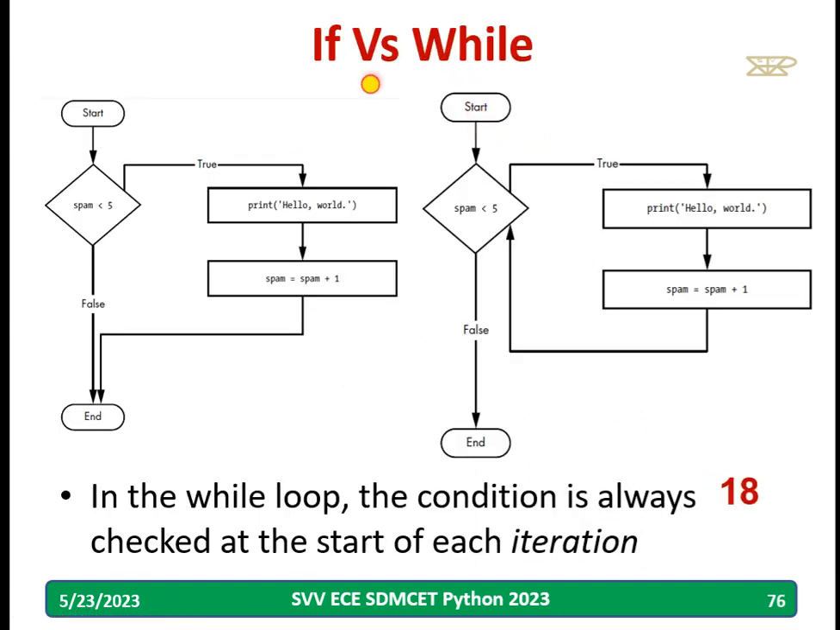If versus while. If will check the condition and follow this path if it is true, else it will directly end. But the while loop will do the repetition. That is the difference between the while loop and if.